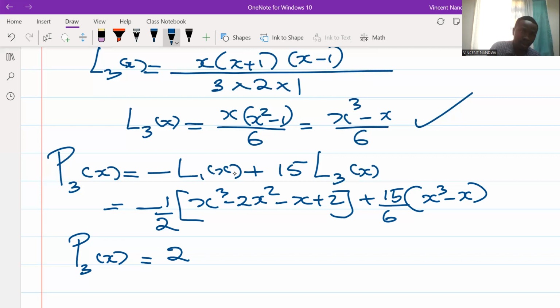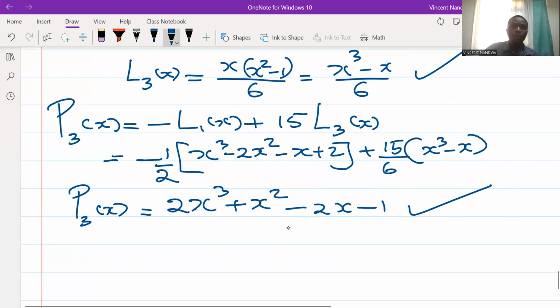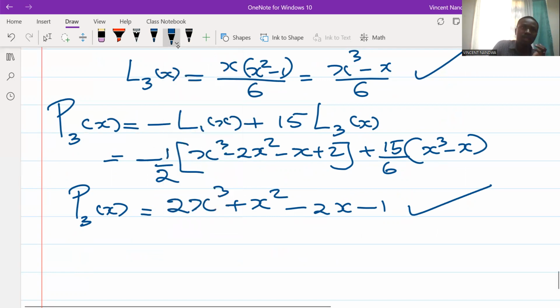And what is the coefficient of x squared? Positive x squared. And what is the coefficient of x? -2. And then the constant term. -1, correct. So this is the required polynomial. So once you have the polynomial, you can always get the derivative of the function, and then answer the other parts of the question. So P3 prime means the first derivative of this polynomial.